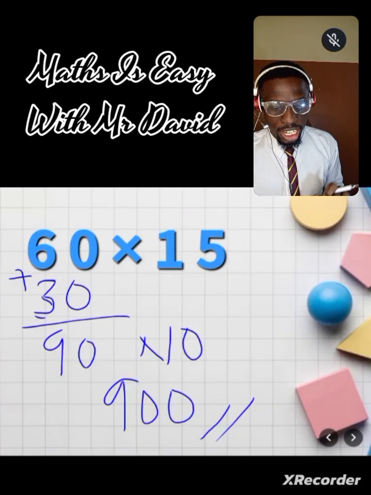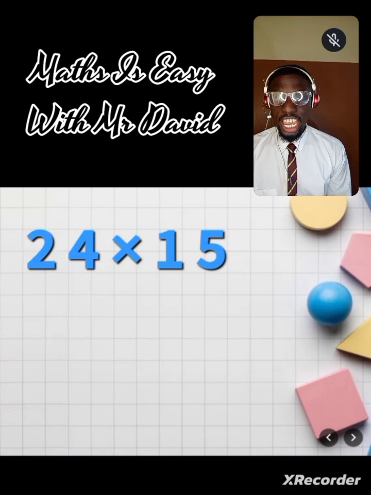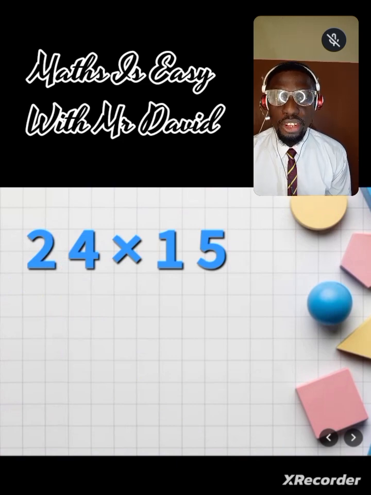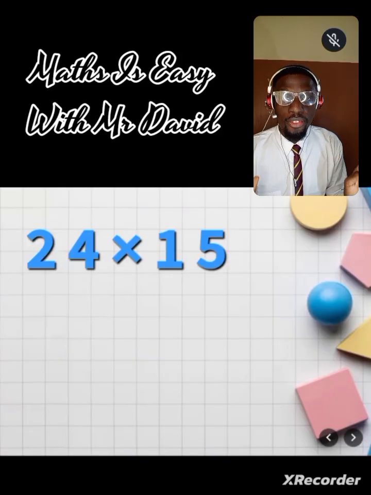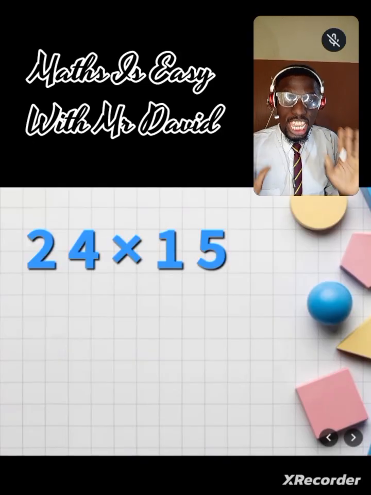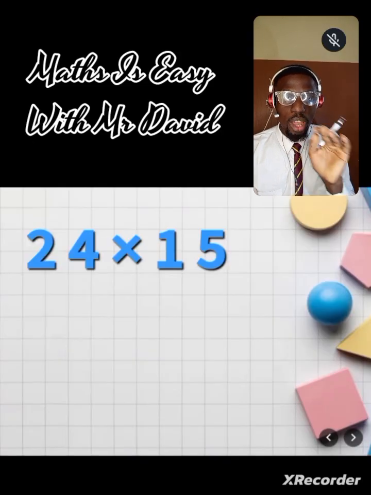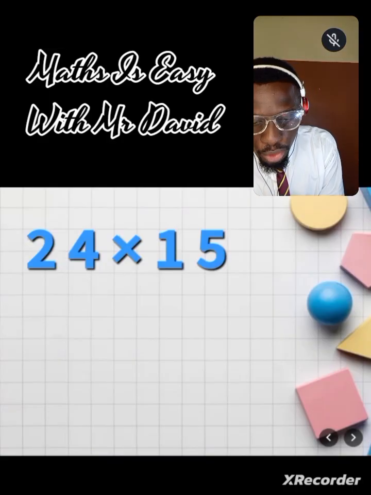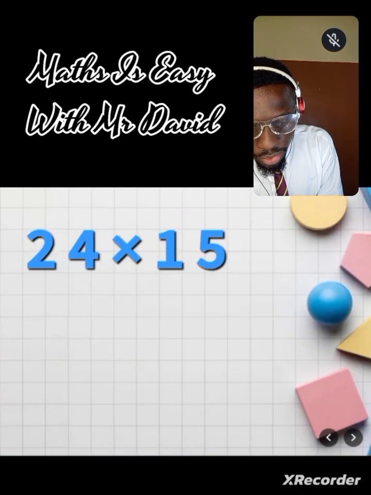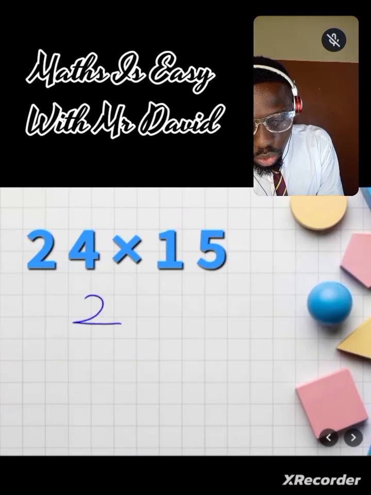Let's take a second example so you can take this in more. The second example says 24 multiplied by 15. 24 is an even number, so how do we go about it? We have to divide 24 by 2. If I divide 24 by 2, I'm going to have what? I'm going to have 12. 4 divided by 2 is 2. 2 divided by 2 is 1.